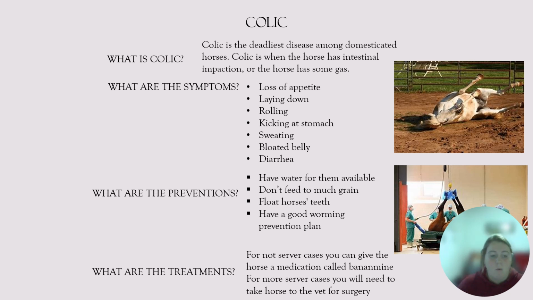So what we do for treatment, for not severe cases, if they look uncomfortable, you can tell that they have a little bit of gas, you just give them some medication called Banamine. You give that in the vein, and that's just an anti-inflammatory medication that you can give to help them. If they're more severe cases and you've given the Banamine and you cannot get your horse to stop rolling, kicking, sweating, bloated belly, diarrhea, all of those things, then you will have to take your horse to the vet and they will perform colic surgery.